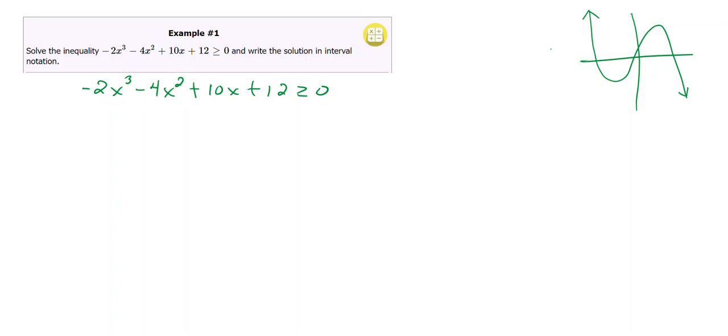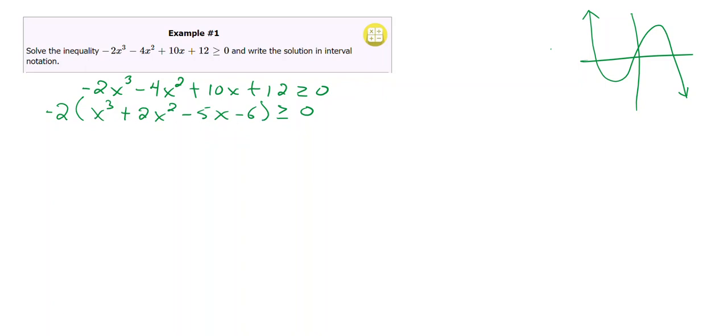So I'm going to factor out negative 2, just so I don't have that leading coefficient being negative. So I've got negative 2, and then what I'm going to have left here is x cubed plus 2x squared minus 5x minus 6. And now this is greater than or equal to 0. Okay, so now this looks a little easier to factor.